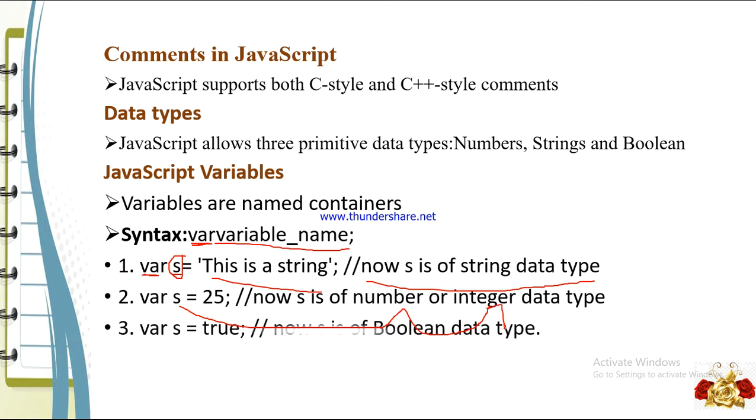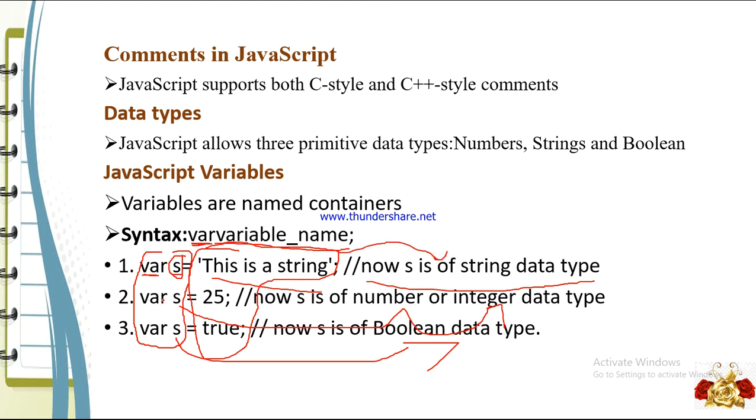Alright, third example. Now where s equals true. Now s is a boolean data type, true or false. So it is the same variable declaration, but it depends upon the value, which changes the process. Where s equals a value within quotes, this represents a string. For number 25, it represents an integer or number, and true represents a boolean, a yes or no condition.